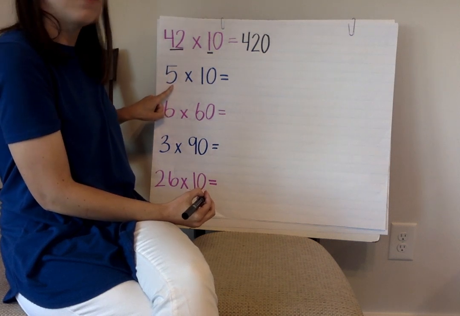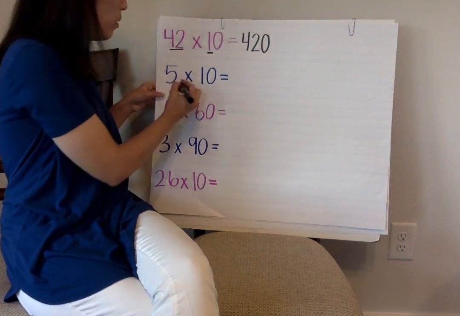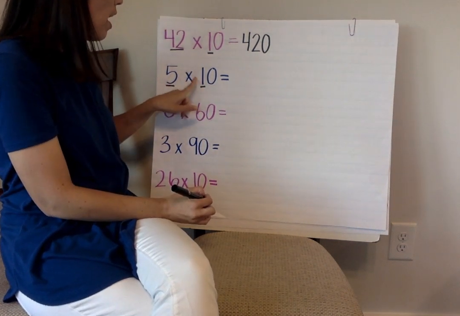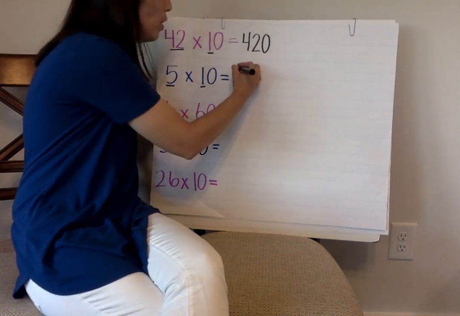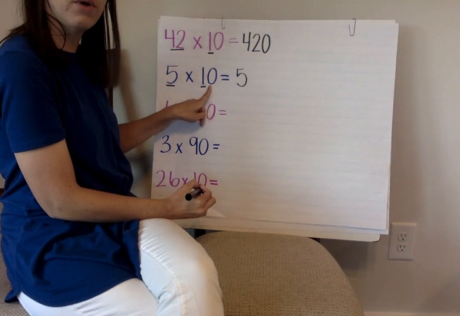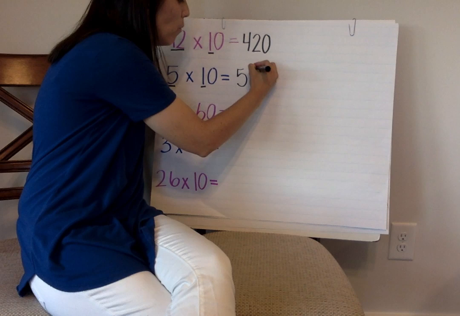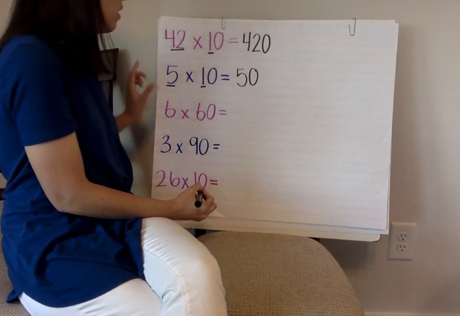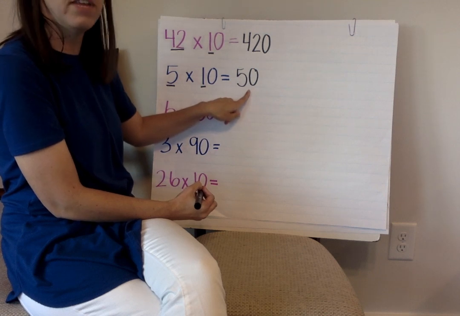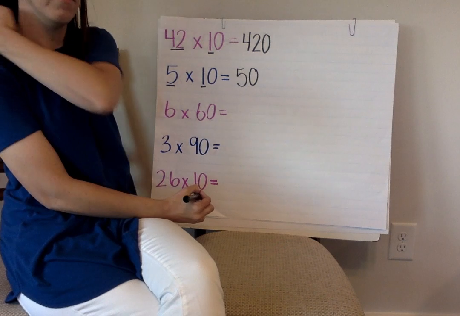So let's look at this next example. I have 5 times 10. So I'm going to underline the digits that are not zeros. So I have 5 times 1. Well, I know that 5 times 1 is 5. And I have 1 0 on this side of the equal sign, so I'm going to add 1 0 on this side. 5 times 10 equals 50. 50 is the product. The product is the answer to a multiplication problem.